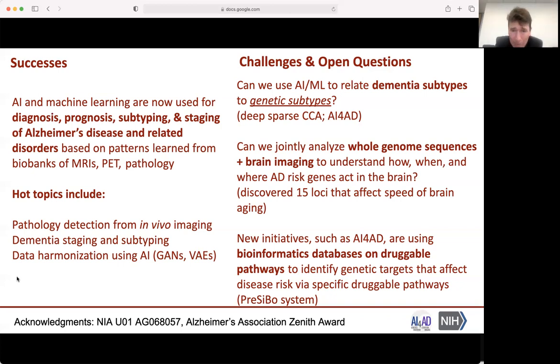And this is a very, very active area of work, and new initiatives such as AI for AD are beginning to use not just deep learning on its own, but also guidance from neuroinformatics databases, particularly something called the Placebo system, which Yunga Chen has developed at Boston University, to combine knowledge on specific druggable pathways with discovery methods in AI that pull out of the genome potential targets that are affecting disease onset and progression.